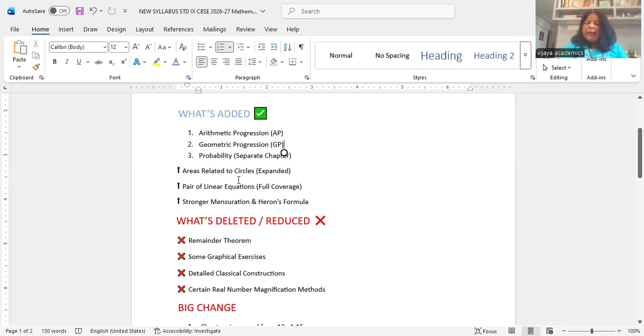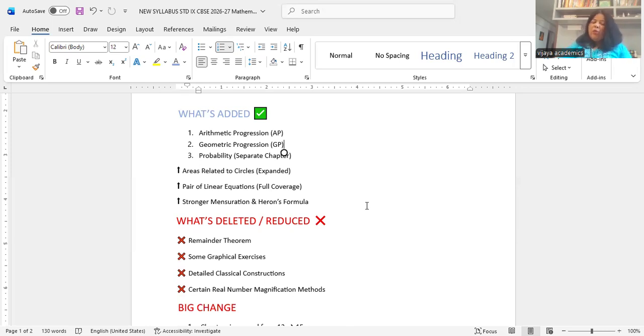Now, areas related to circle, that is expanded, pair of linear equations, full coverage, and stronger mensuration and Heron's formula. All these changes are there related to chapters. Which chapters are being added and which chapters are expanded.